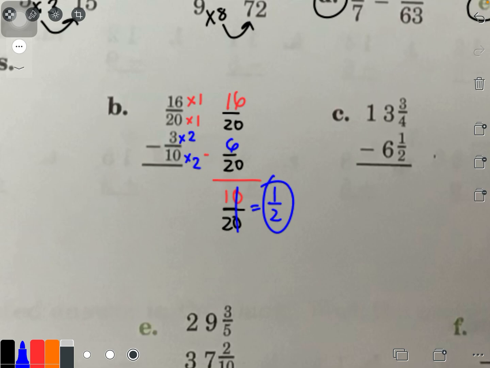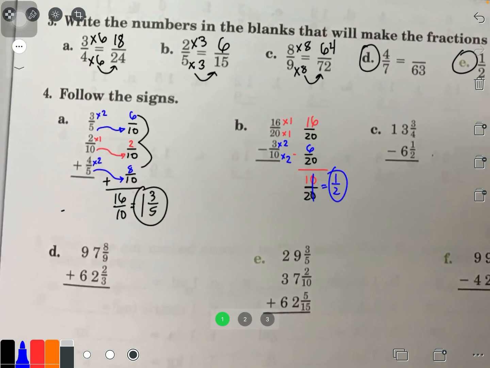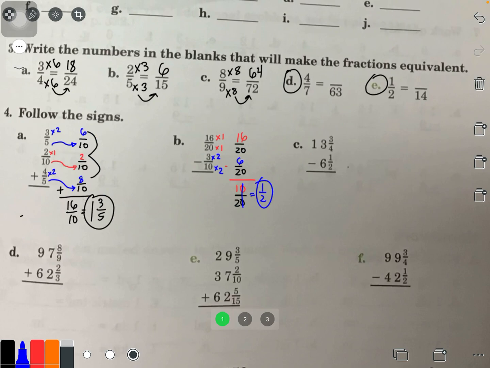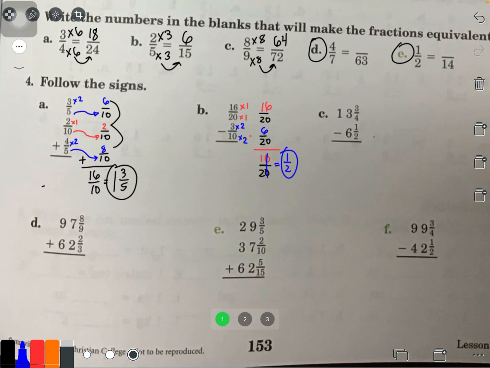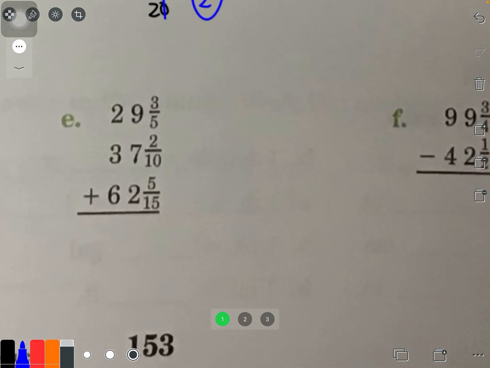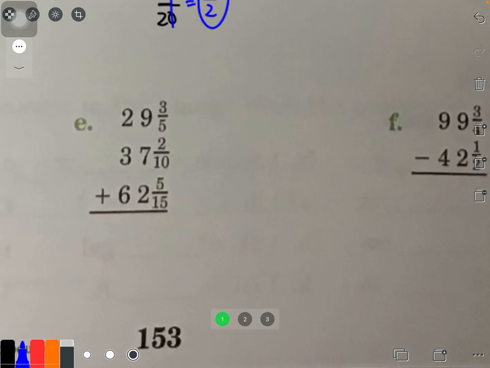All right, let's do C. Actually, well, what can we do together? I want to do C. Let's do E. We'll do E together, and we'll do C, D, and F at our Zoom meeting, okay? Let's do E. Notice for E, we've got 5, 10, 15. Wow, okay.